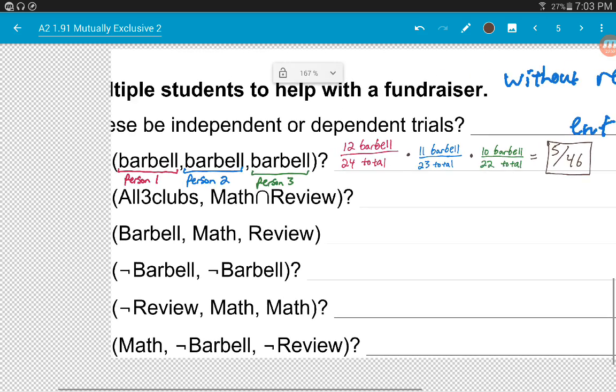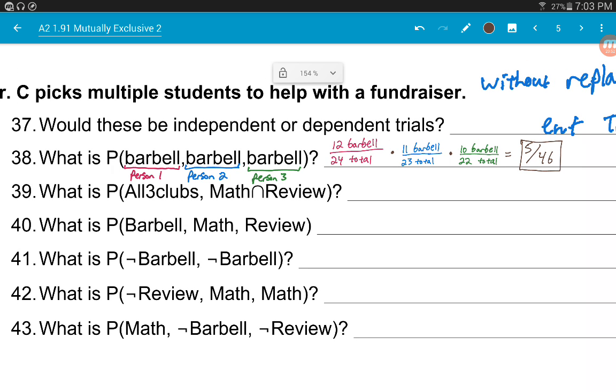Okay. And I hope that helps you with the questions that follow, and it's been a good reminder of multiple events. Right? Multiple events always means multiplication.